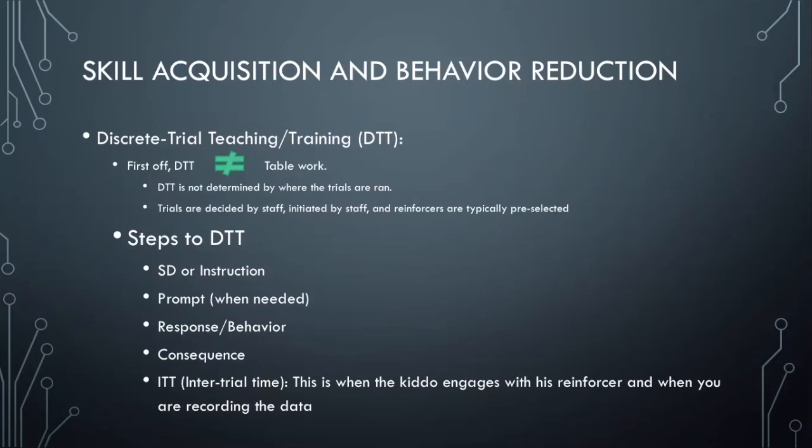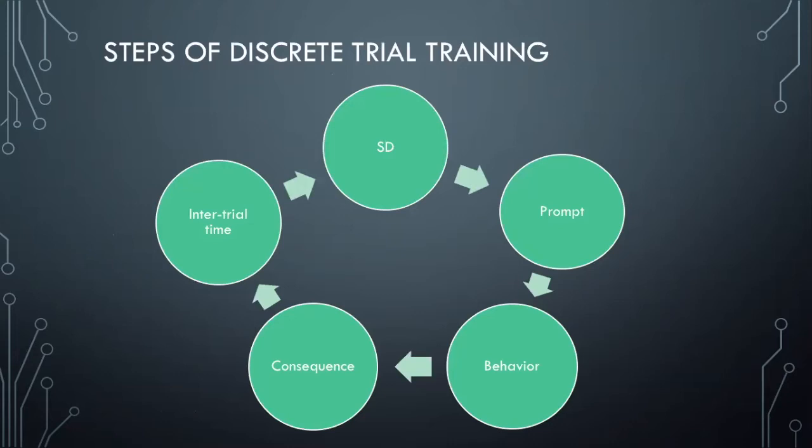Okay, bonus question. Can anybody tell me the 5 steps to discrete trial training? Is this the instructional cycle? Because I totally did a mentor session today on it. Yes. Okay, so first it's the SD. And then the next would be prompt if needed. The next one would be the response. The next one is the consequence. And the next one is intertrial time. Nice. Can you quickly tell me what intertrial time is?